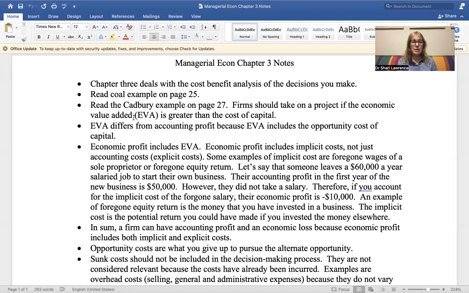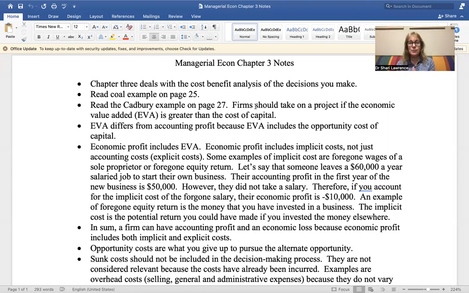All right, so let me back up here. We're looking at two different things: economic profit, and then this economic value added. So let me back up to the beginning of the chapter. They're saying that you do a cost benefit analysis, and firms should only take on a project if the EVA, or the economic value added, is greater than the cost of capital.